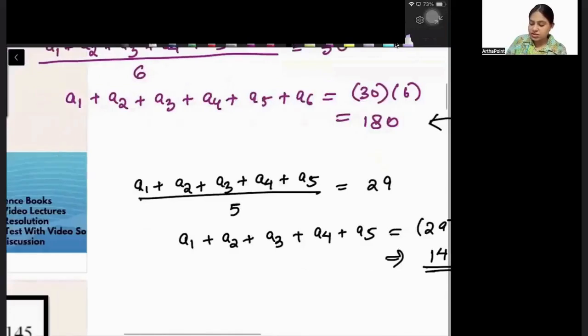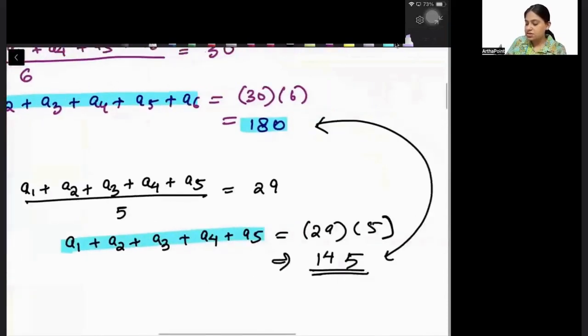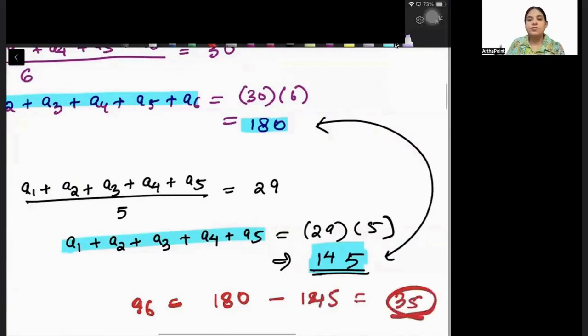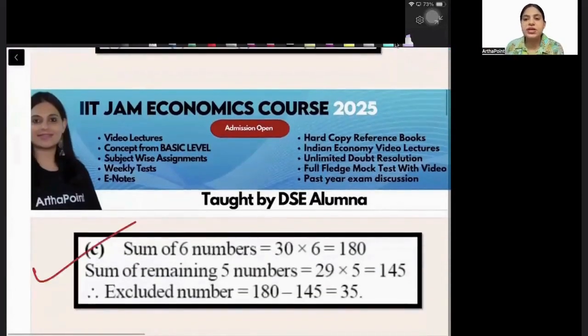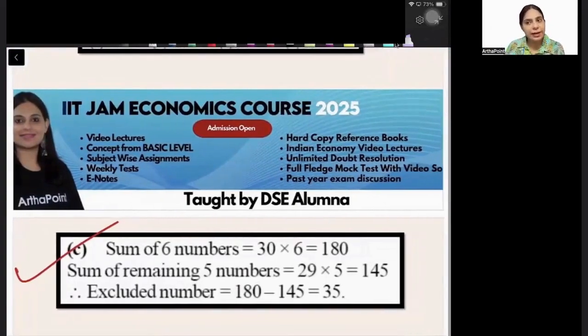देखो ध्यान से. The sum of 6 numbers is 180. The sum of 5 numbers is 145. तो 6th number क्या होगा? It will be sum of 6 numbers minus sum of 5 numbers. So this will be 35. The correct answer to this question should be 35. It should be 35. Clear hai?